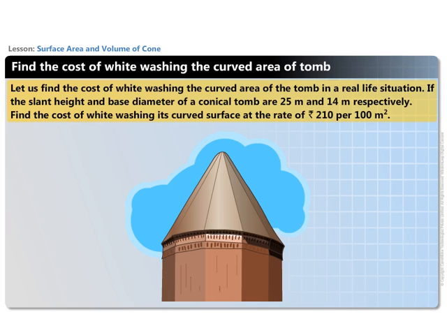Let us find the cost of whitewashing the curved area of the tomb in a real-life situation. The slant height and base diameter of a conical tomb are 25 meters and 14 meters respectively. Find the cost of whitewashing its curved surface at the rate of Rs 210 per 100 meters square.